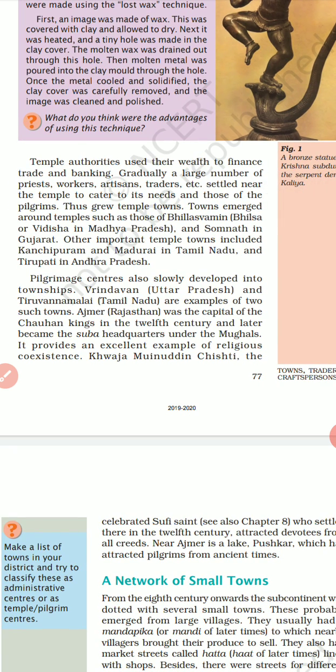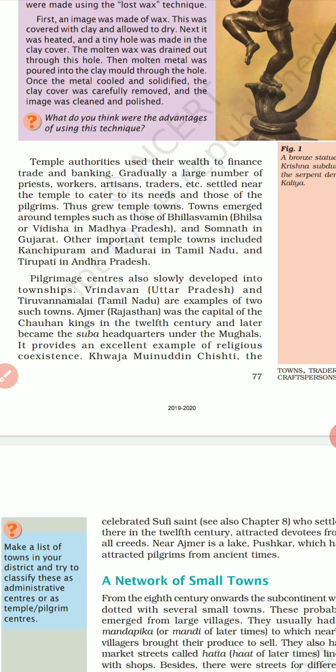Now the temple authorities used their wealth to finance trade and banking. As I told you, the temples had a lot of money, because many kings, nobles, even common people were donating a lot to the temples. So temple authorities had a lot of wealth. What are they going to do with that much money? So they started investing in finance, trade and banking.